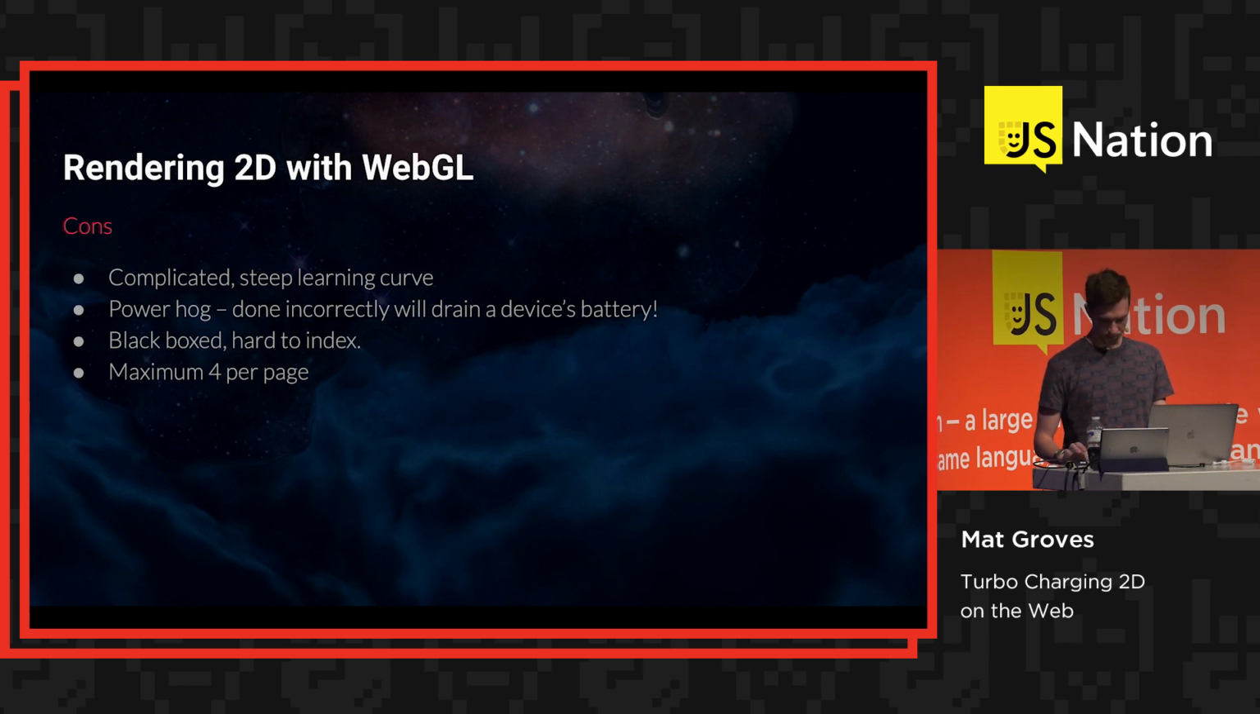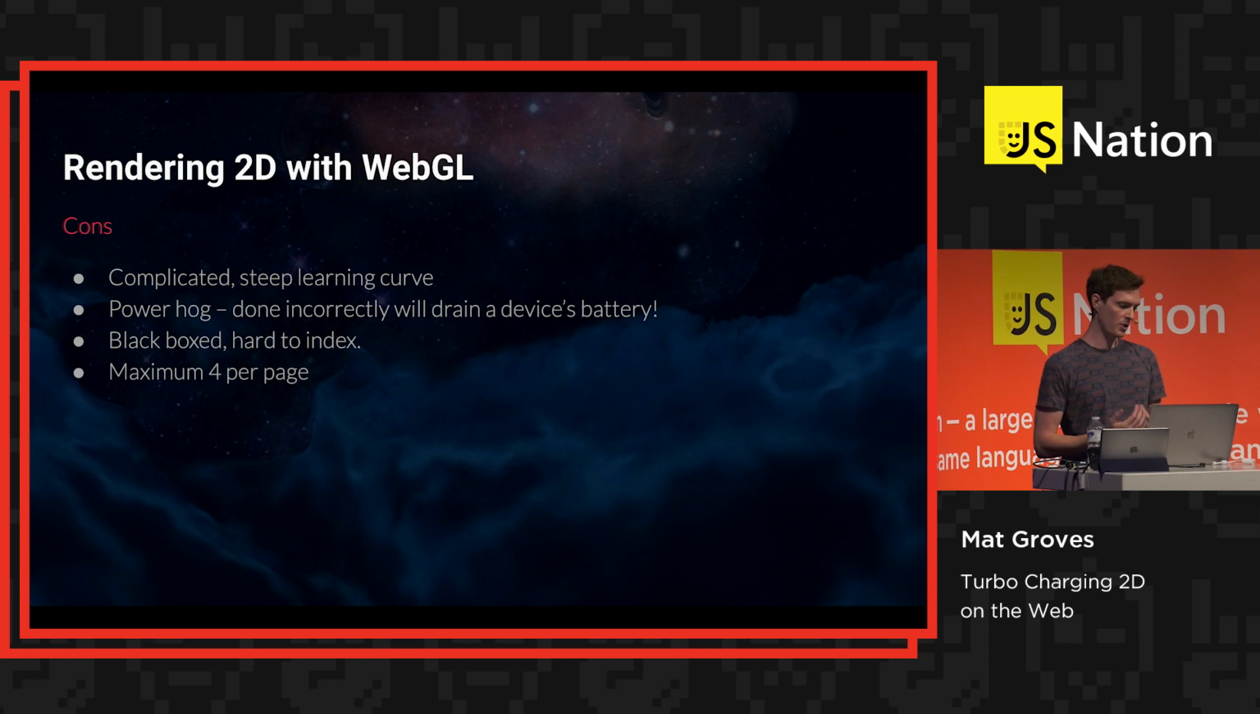It's also a bit of a power hog. So if you're starting out using WebGL and you're going to be like, oh, I'm going to render all my sprites in WebGL, this is going to run really quick. If you just do it out of the box the way that all the tutorials will tell you to do it, it will be slower than Canvas, and it will probably be slower than rendering in HTML as well. So if you get it wrong, it will be worse than the other methods.